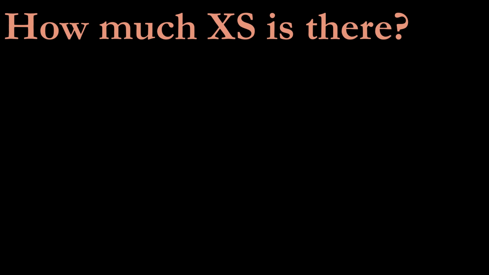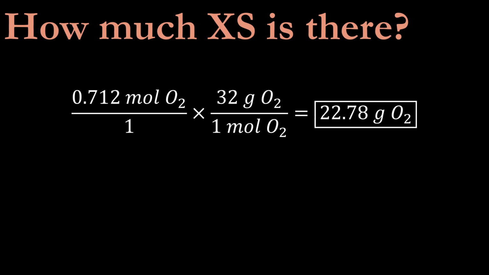We also might be asked, how much excess is there in grams? So what we would do is start with the number of moles of oxygen remaining in the reaction and just multiply by the molar mass. That would give us how many grams of oxygen remain after the reaction. Remember, we started with 900 grams and there's only 22 grams remaining.